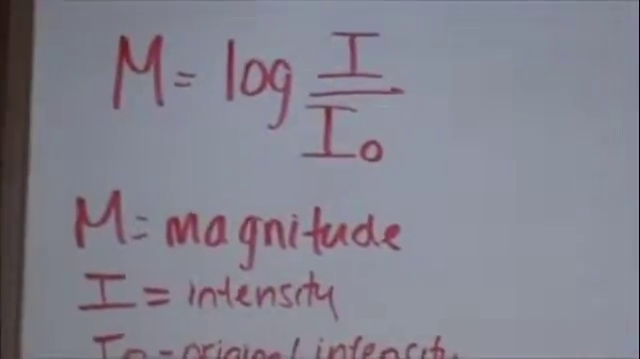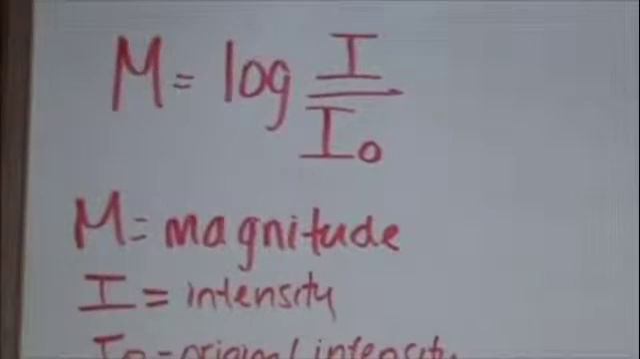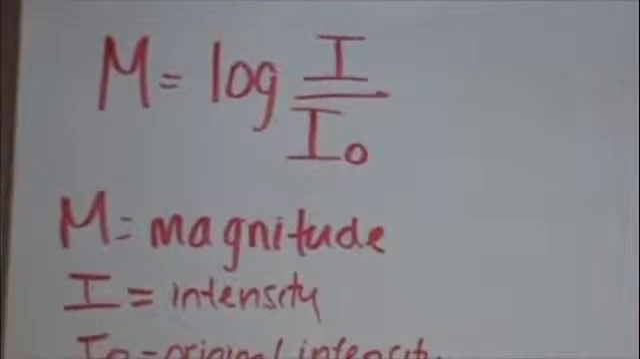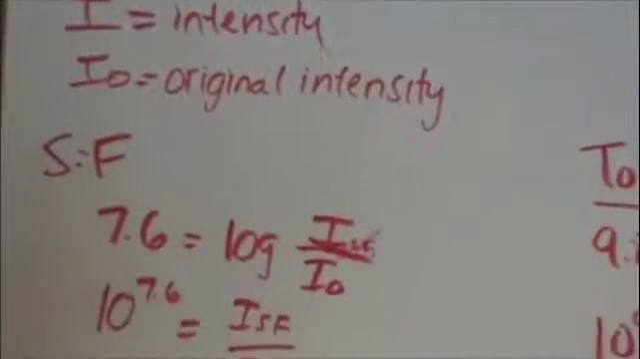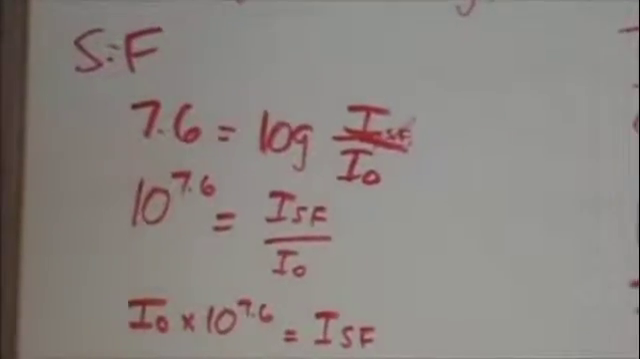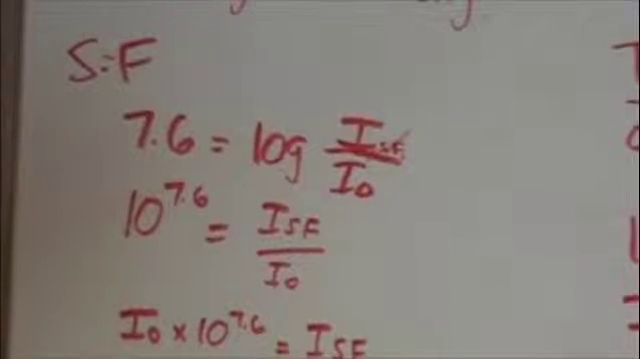So this is the formula for the Richter scale. M stands for magnitude, I stands for intensity, and IO is the original intensity. For the San Francisco earthquake, the magnitude was 7.6 on the Richter scale, and we don't know the actual intensity of it or the original intensity.